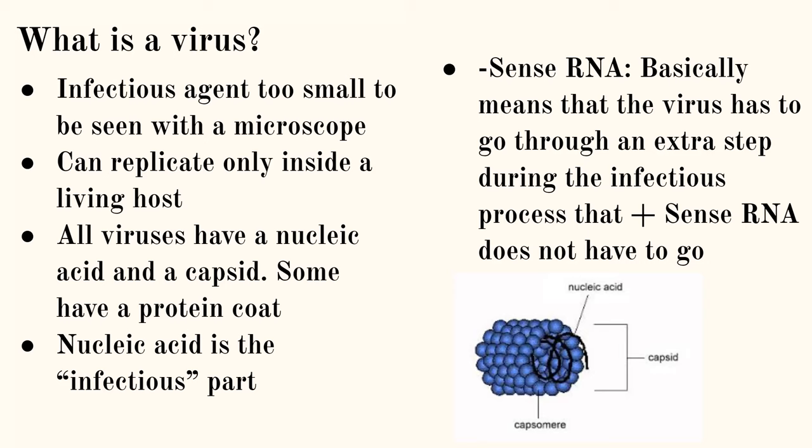Negative sense RNA means that the virus has to go through an extra step during the infectious process that positive sense RNA does not have to go through. Basically, it has to go from negative sense RNA through an extra step that changes itself to positive sense RNA, so then it can continue attacking the body. All right, so that's the extra step it has to go through. Basically, it has to convert itself.